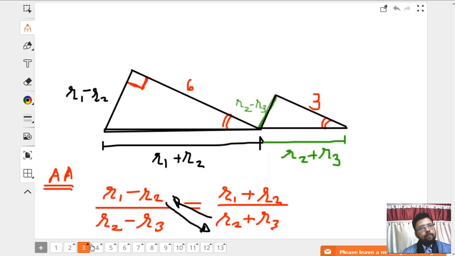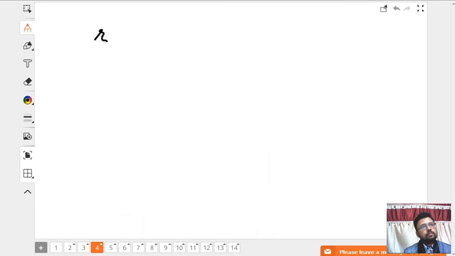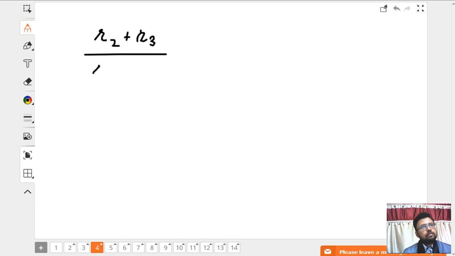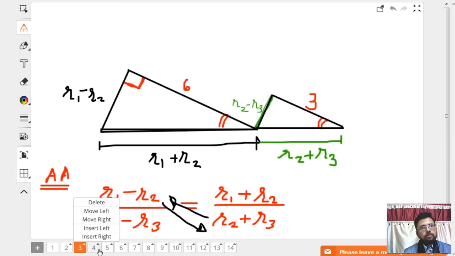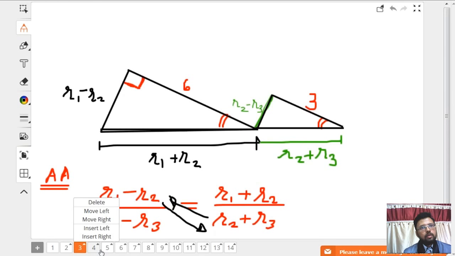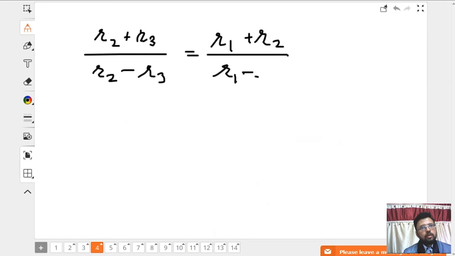Okay, so what do we get? R2 plus R3 divided by R2 minus R3 is equal to, we are taking just the transpose, R1. Okay. Is this clear?